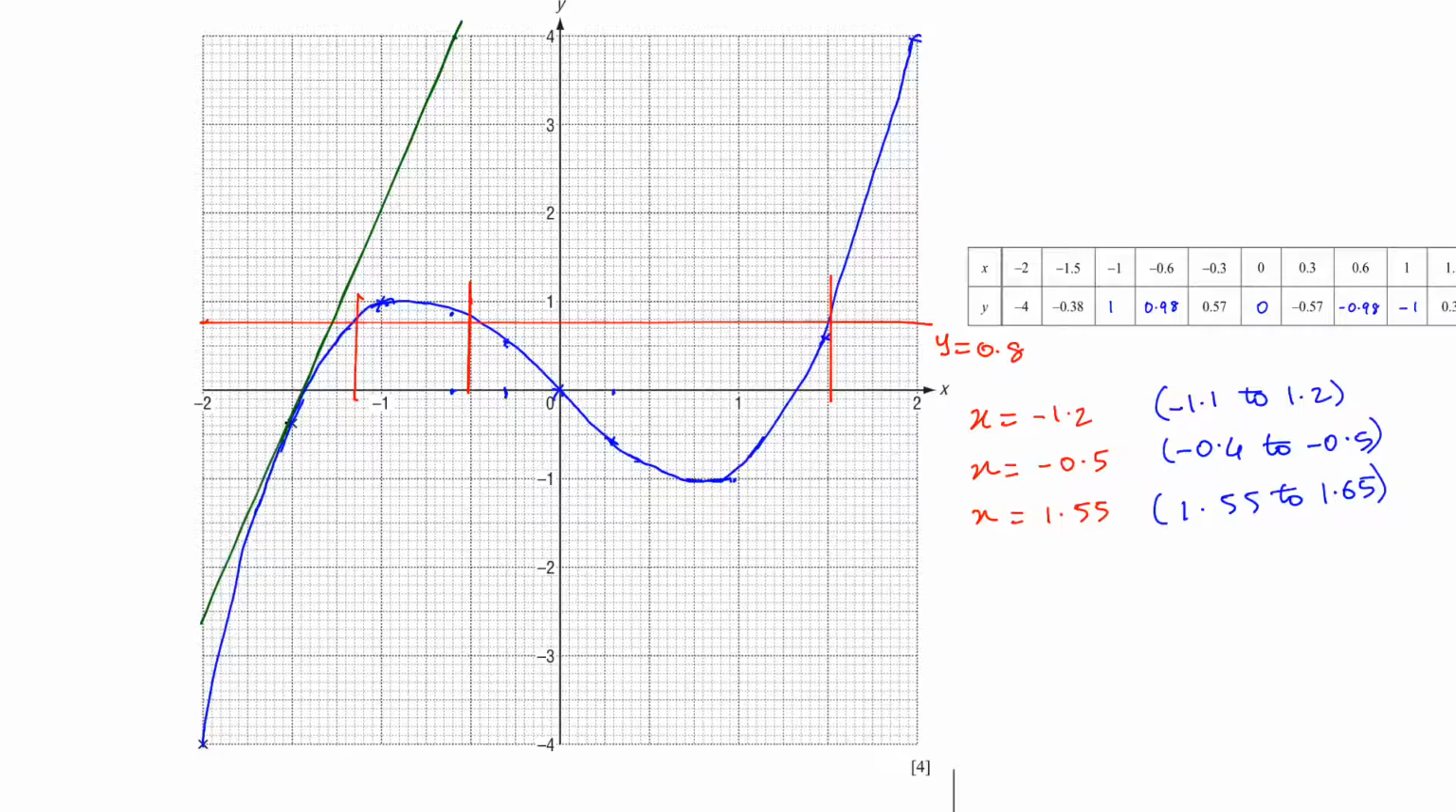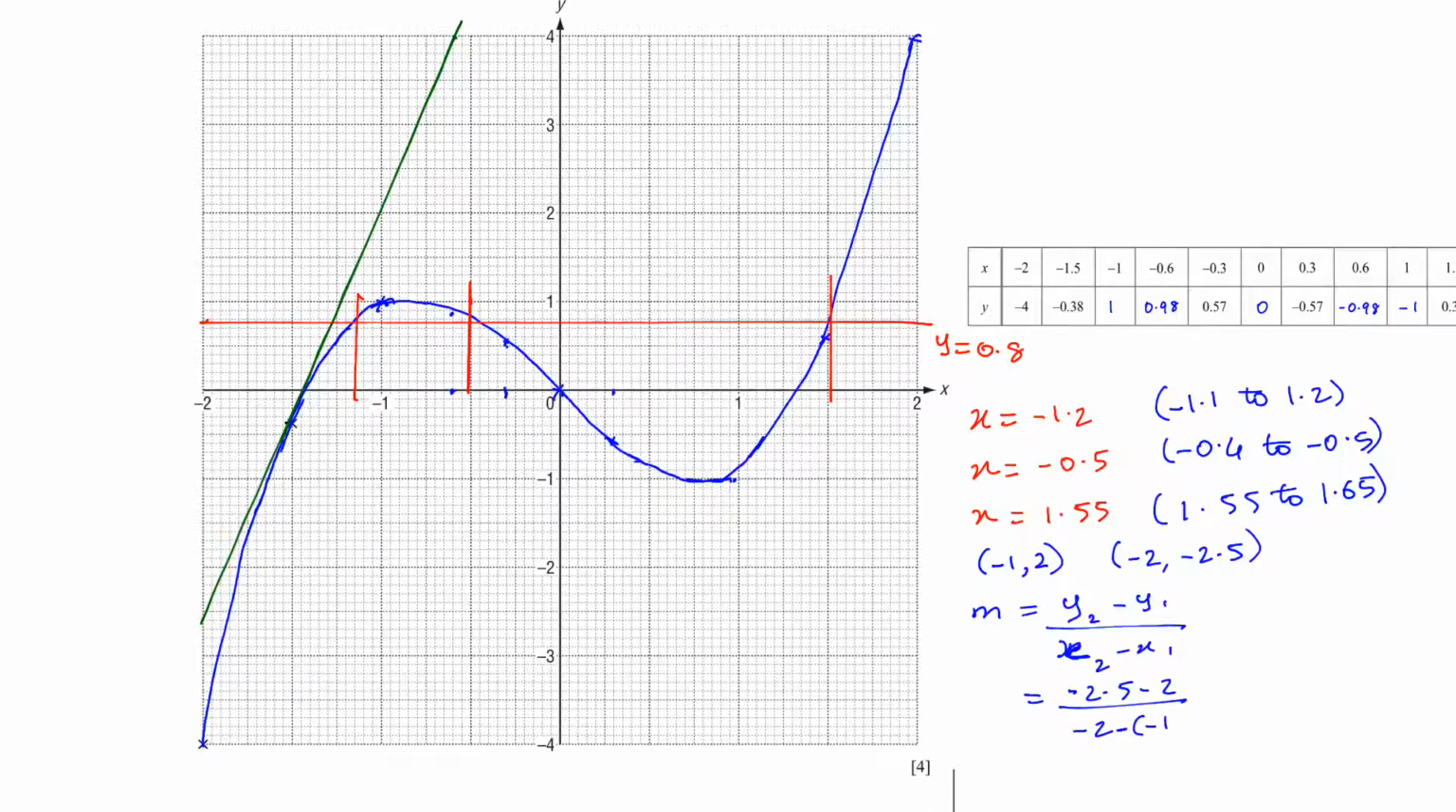To find the gradient, you need to have 2 points. So choose 2 points from this line, x and y. When x is negative 1, y is 2. So that's the first point. The second point we can take is when x is negative 2, y is negative 2.5. To find the gradient, we do y2 minus y1 over x2 minus x1. So negative 2.5 minus 2 over negative 2 minus minus 1. You will get 4.5. Again, if you had an answer between 4 to 5.5, that is okay, that's right.